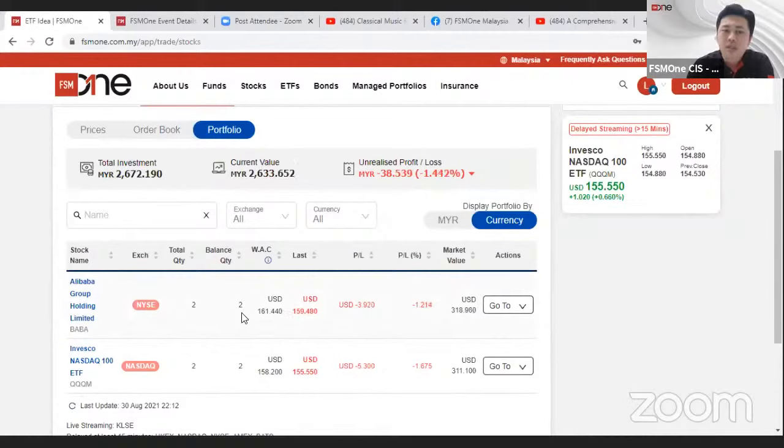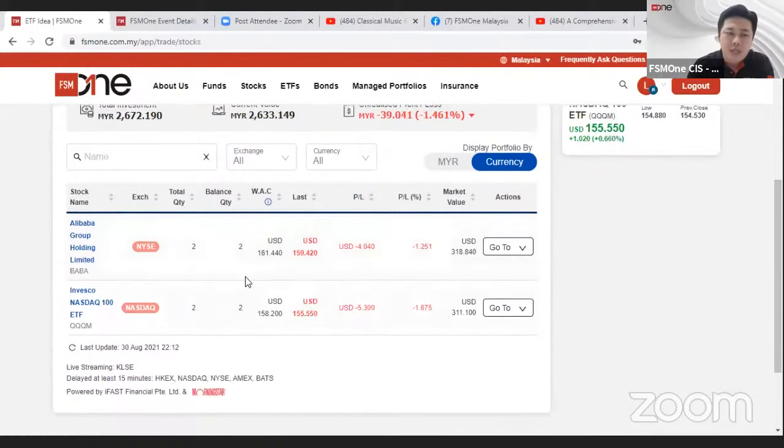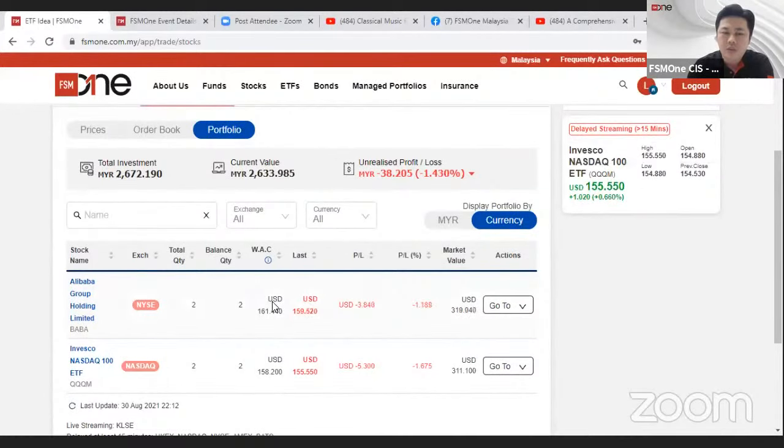Why is it so? This is because for WAC, we include the fee. The processing fee that you pay is incurred in the WAC, so that you will know that currently you have not broken even on the commission that you pay yet. Once the price breaks even on the commission that you pay, only then are you able to see the profit and loss accordingly.